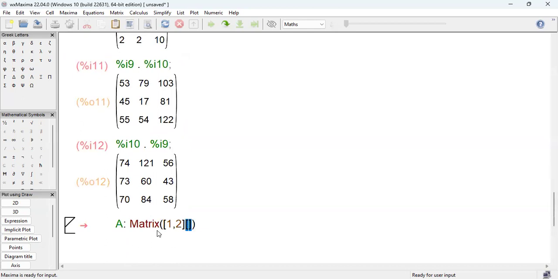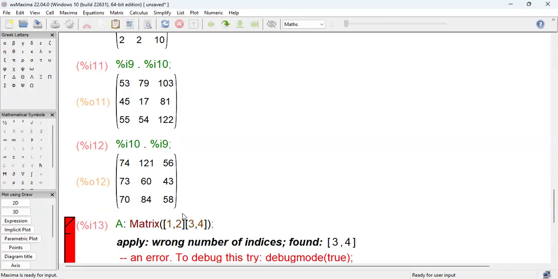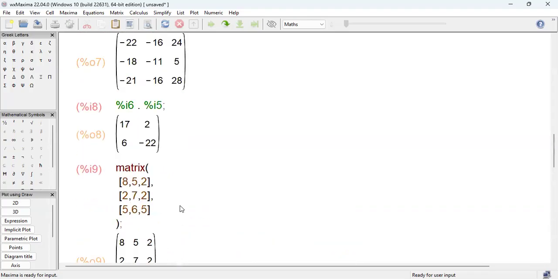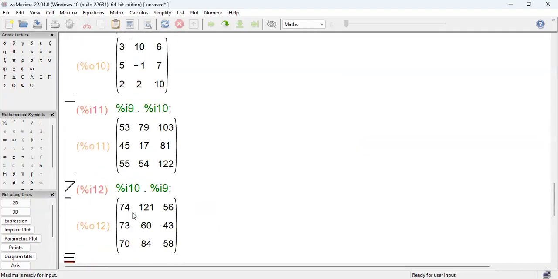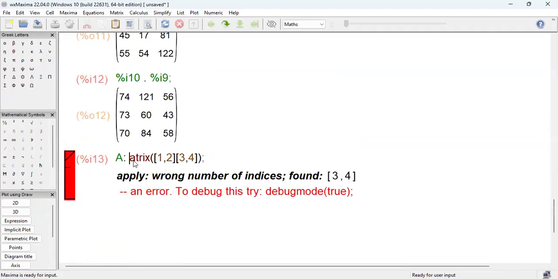But you don't have to go through this because you already have a toolbar that can quickly give you the output. So you don't have to type it manually. Control Enter. No. What did I miss? Oh, it's not capital. It's small m. But you don't have to go through all this because you have a quick tool that you can use to input the matrix.